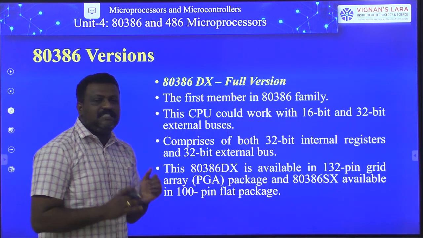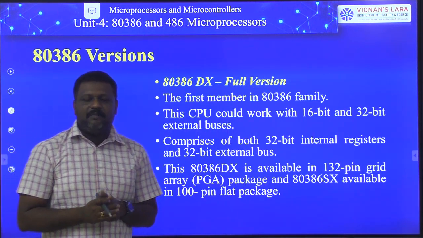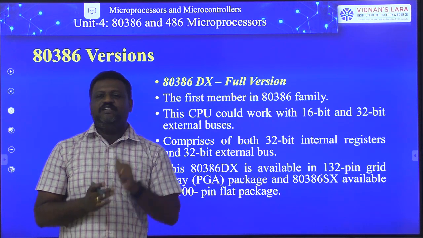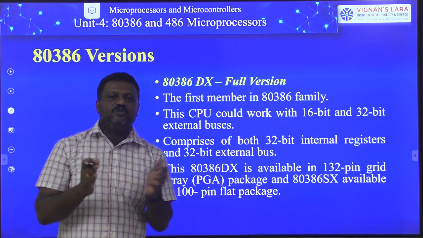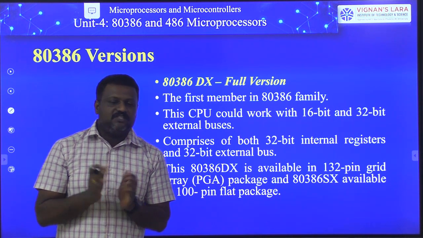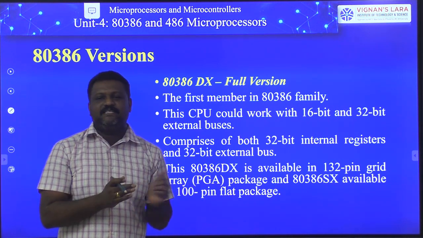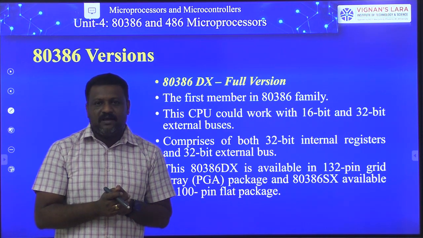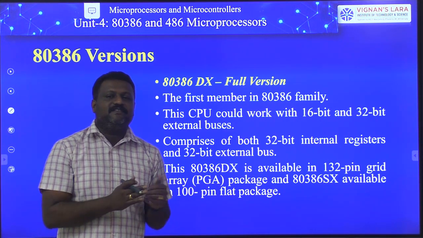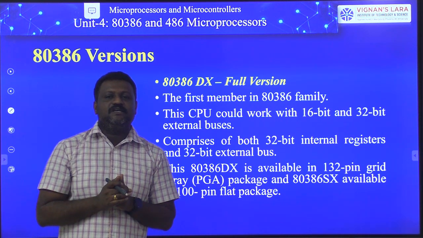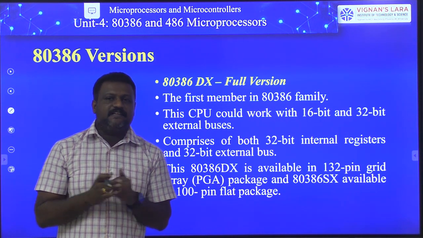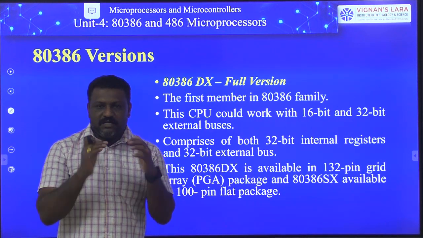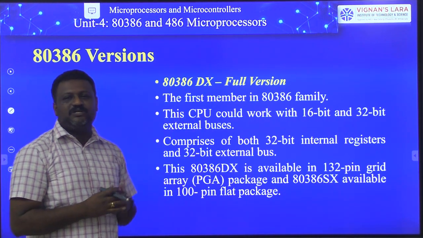Next, the different versions. I already told you guys 80386 was available in 3 different versions: 80386DX, or simply 386DX; the second one is 80386SX, or simply 386SX; and the last one is 80386SL, or simply 386SL. Now we'll discuss these 3 versions.